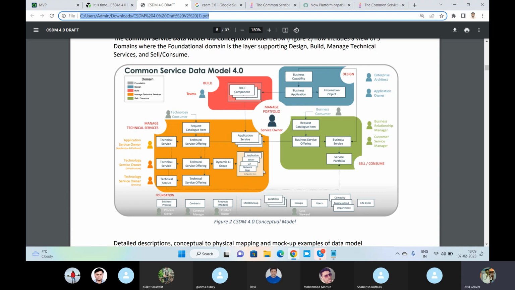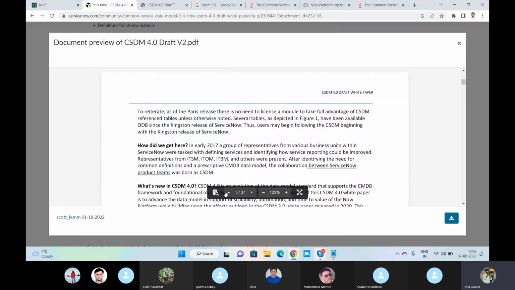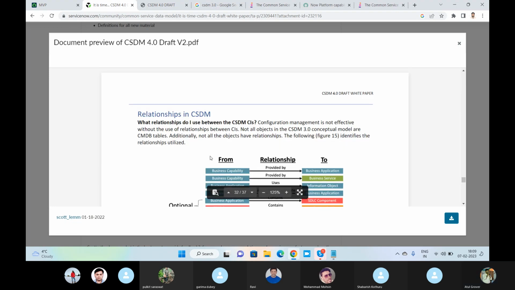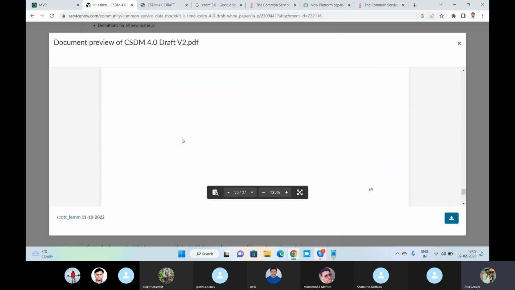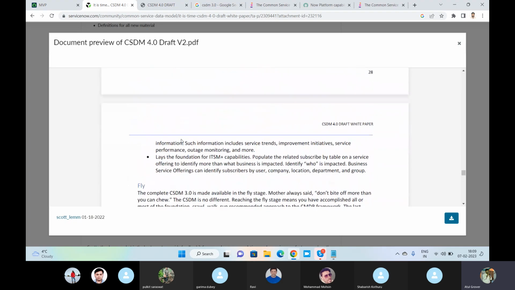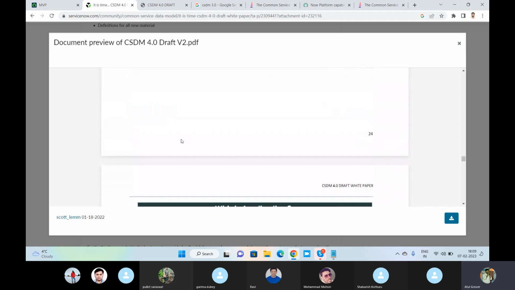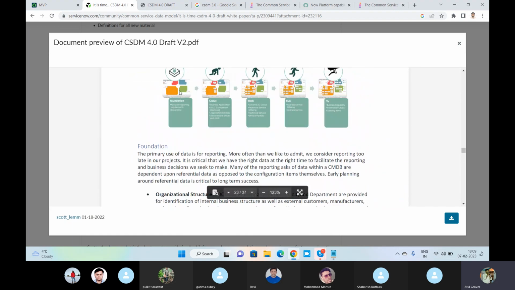CSDM is still in the evolving phase. It's in the evolving phase. Every time it's getting better and better. If you go to this particular book or this particular chapter, approximately on page number, I guess 32, you will see how you can implement CSDM. Not 32, I guess. It's the relationship. Let me show you. ServiceNow gives a concept called crawl, walk, run, and fly. Yep, here. This one.